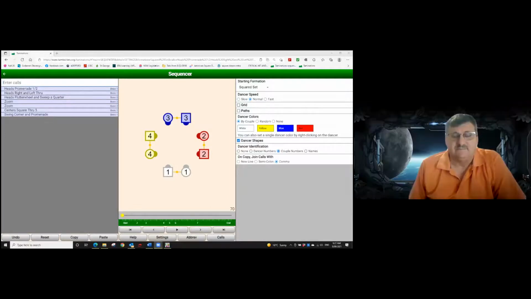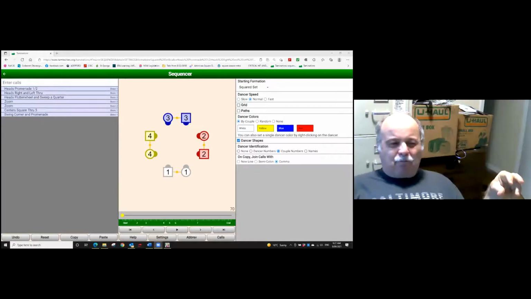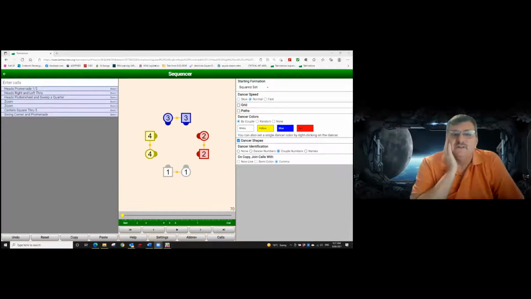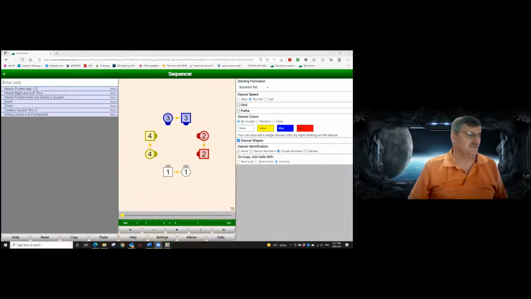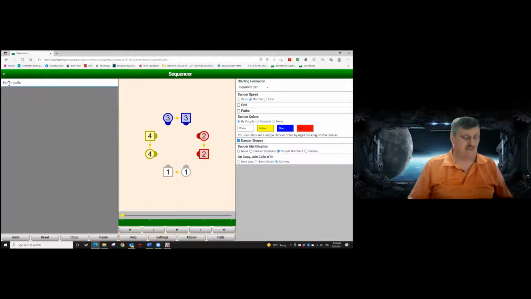Absolutely. On terminations, does it always correctly do the roll? Because usually you're rolling into your partner, but if you've got that motion, you're going away from your partner. No, I don't know if it does it for all of it. I haven't checked all of the motions, but for instance, if I do, let's just reset this. We'll double check this. If we do heads right and left through.